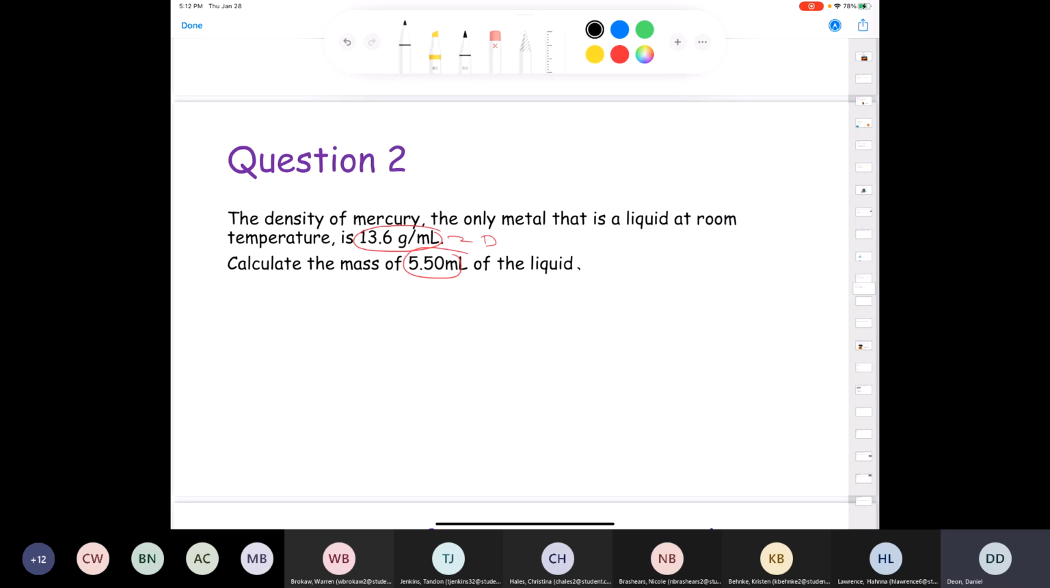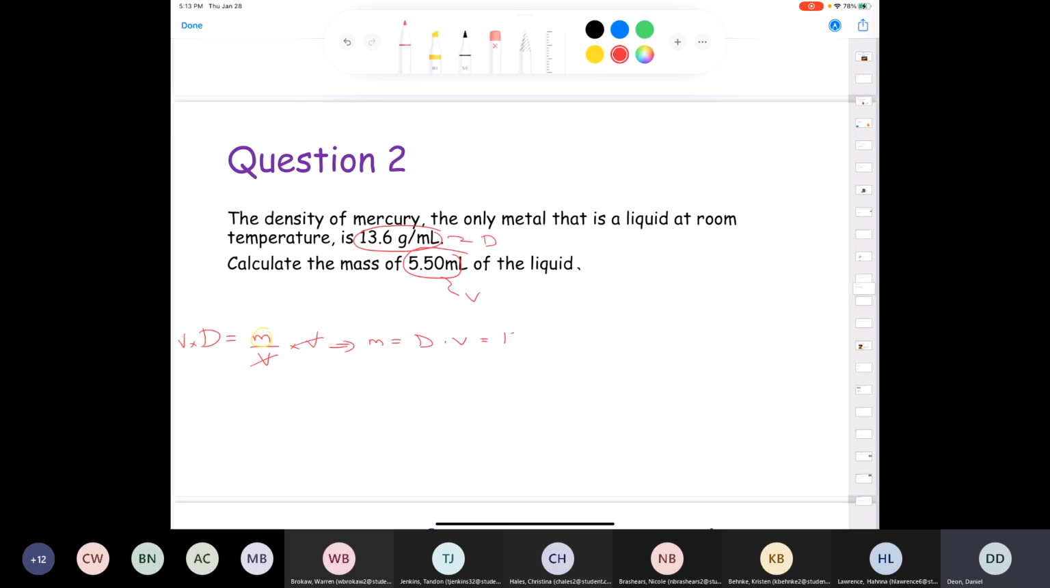Well, we know that this is the volume, the 5.50 milliliters, and we can use the formula D is equal to M over V. But we want to solve it for M, and we can rearrange that formula by multiplying both sides of this equation by V. If we multiply this side by V, V is going to cancel, and if we multiply this side by V, we get that M is equal to density times volume, and you should be able to do that in your head.